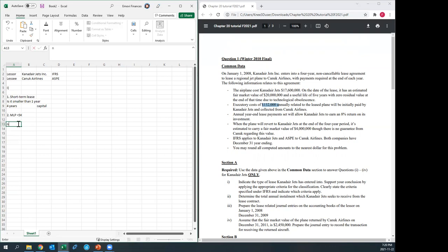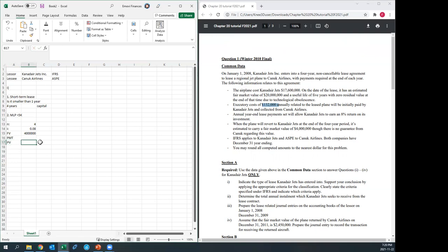So our lease term is 4 years. The rate is 8%. Just want to check. Yeah, 8%. The future value is the unguaranteed value of $4 million. Your payment, this is what we're going to find, and then your present value.